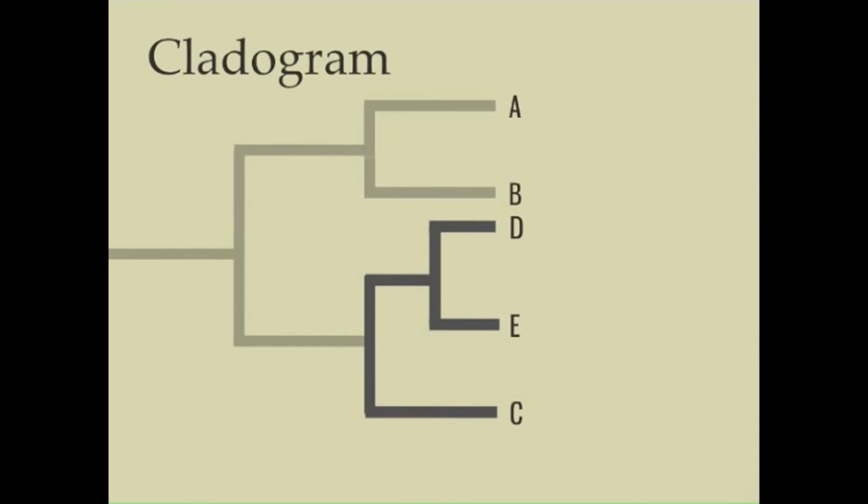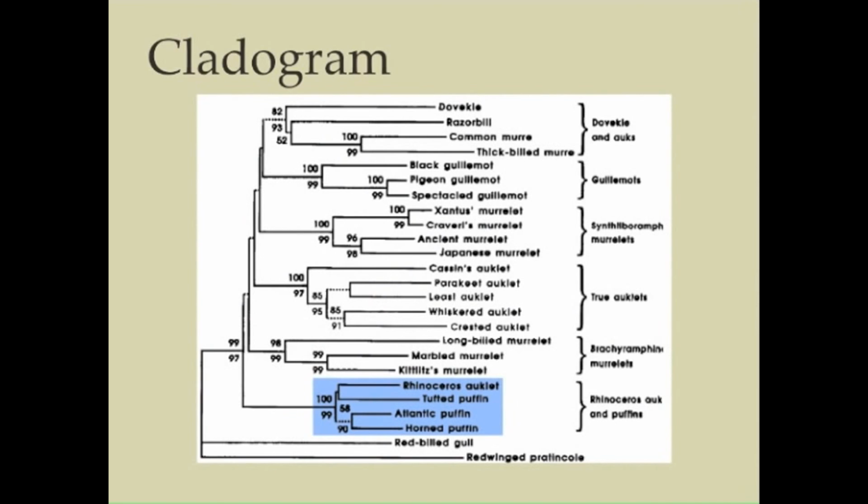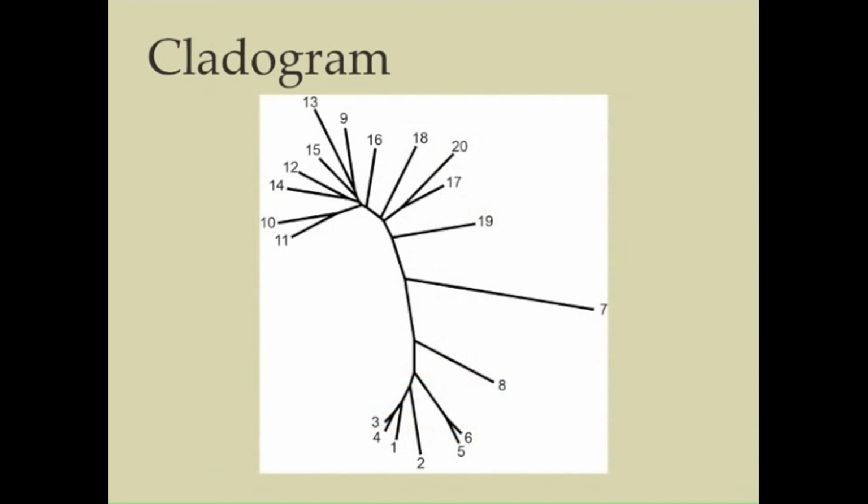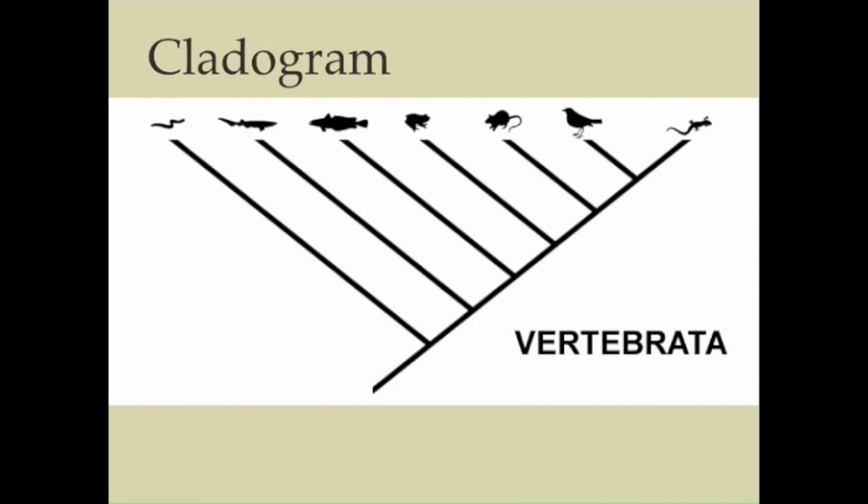Cladograms can be constructed in a variety of shapes and formats, but they can all be interpreted in the same way. Organisms or groups that share a node closer to the tips of the tree are more closely related than those sharing a node further down the trunk.